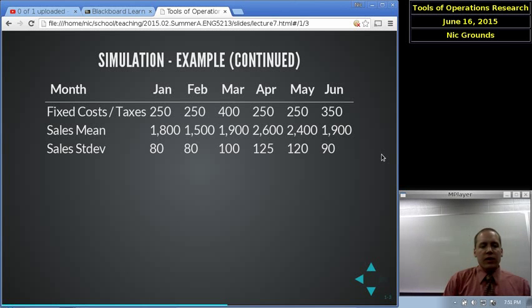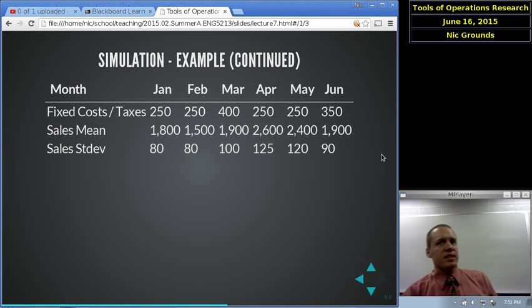Okay, so we've done one example of simulation, shown how we've taken, in that case there were 6 random variables, the sales amounts for 6 months, but they all had the same random distribution. That is, they were all normally distributed. They had a mean and a standard deviation.